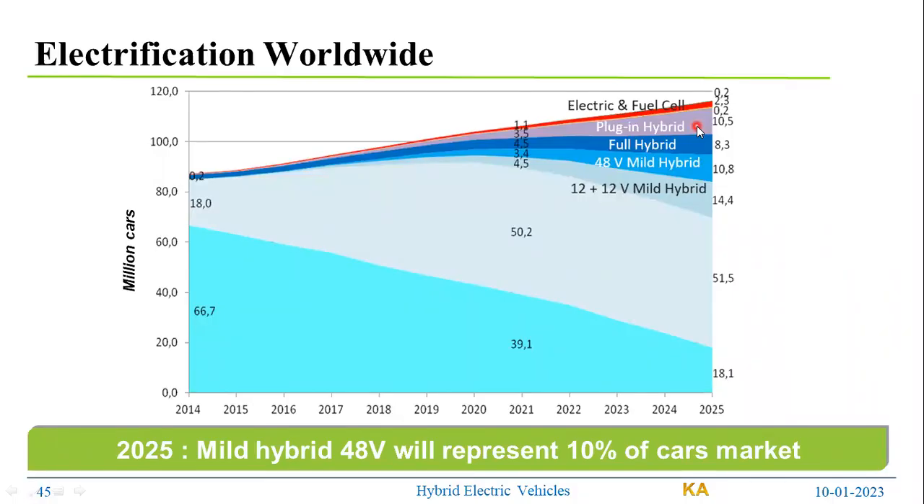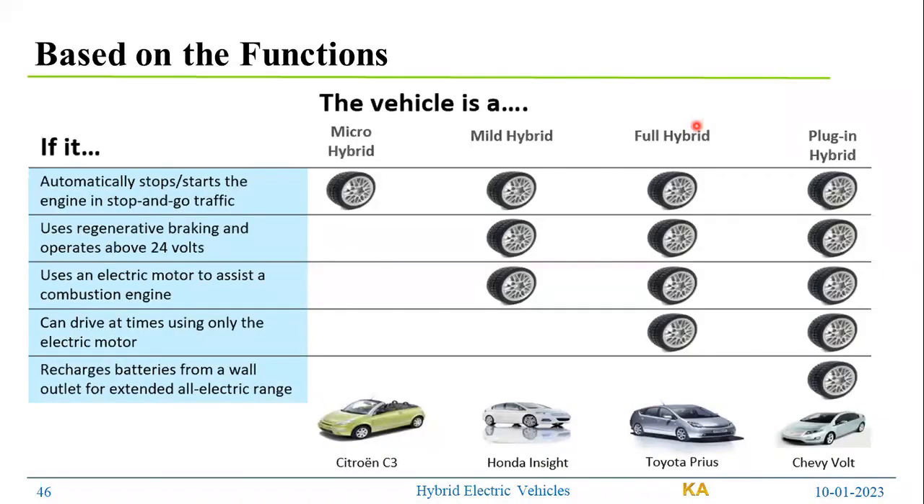So this shows that mild hybrid, plug-in hybrid and full hybrid take almost 30 to 35% of the market share, especially the car market share. So there is a huge scope for the hybrid as well as, going forward, for the electric vehicle in the market. Based on the features which we discussed, this is how the classification of micro, mild, full hybrid, plug-in hybrid or range extended is considered.